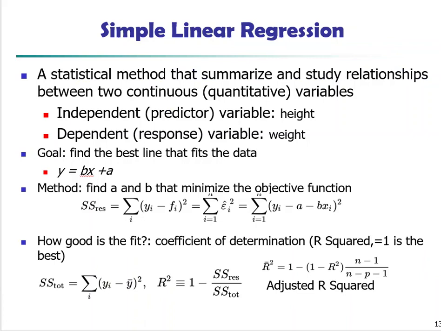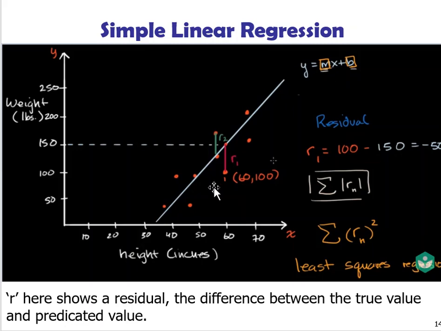So coming back, this summarizes what we just saw. The goal of the prediction is to find B and A, because this line is determined by its B, the slope, and A, the intercept.